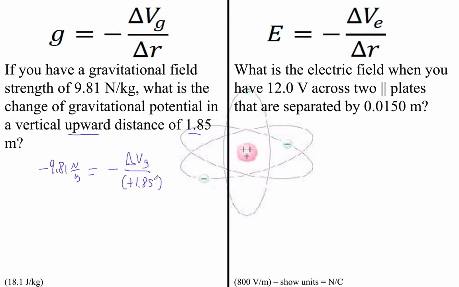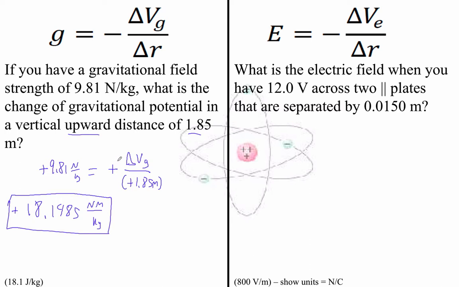So now this is meters, and I want to find this gravitational potential. The basic math is pretty simple: 9.81 times 1.85, I get 18.1485, and our units, by the way, are newton meters over kilograms, and a newton meter is a joule. Notice that I end up with a positive number, because the minus signs go away. This makes sense because I'm lifting the mass upward, so the change in gravitational potential would be positive.